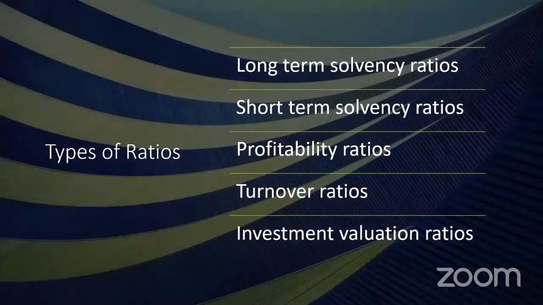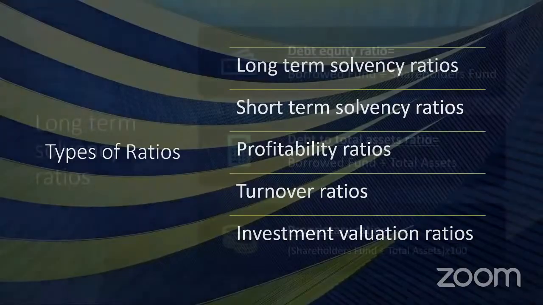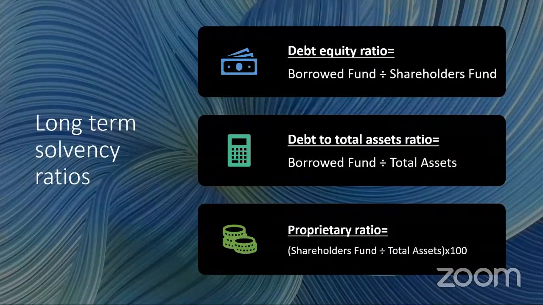These are the types of ratios. These are basically the 5 categories in which the ratios are divided into, and we'll look into them one by one. So the first one is long-term solvency ratios. These ratios are used to see the company's sustainability and solvency over a longer tenure.